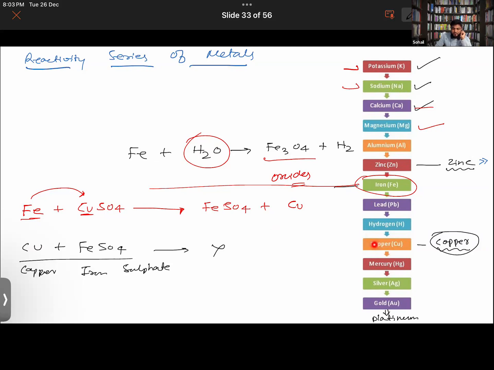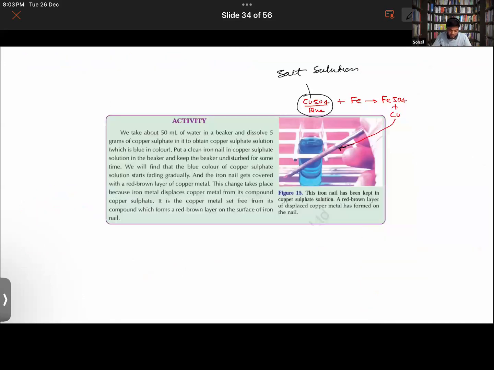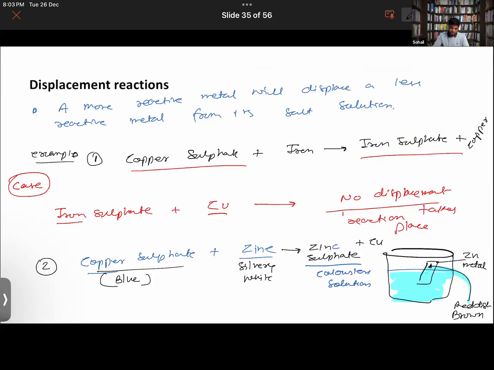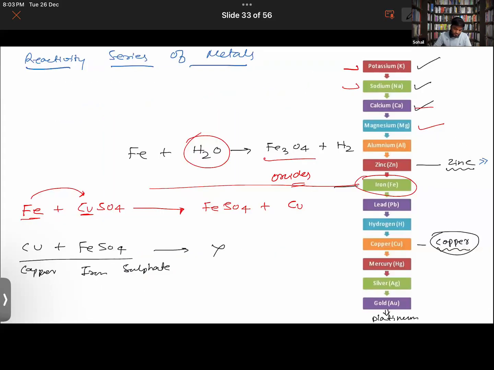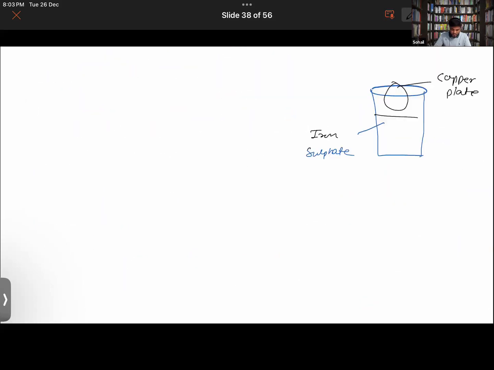Yeah, Ahmed, copper is here, and it is below iron, right? So in the order, it is in the lower position, hence it is less reactive. So a less reactive metal will not replace a more reactive metal from the salt solution. Getting this thing or not? So hope that is clear. By the way, that is a salt. Don't confuse it with acid. So hope that thing is also clear.